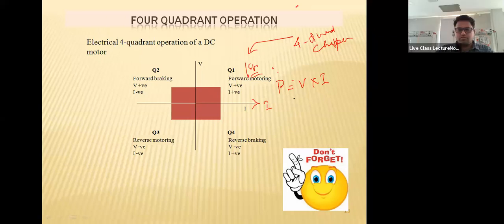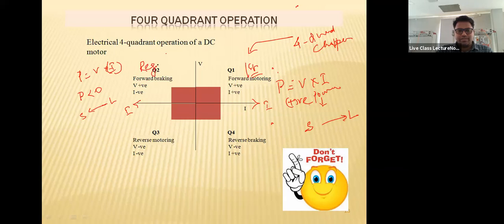Okay. So the four quadrant chopper has the first quadrant as positive power. Because it is positive power, that means the energy will flow from the source to the load. In the second quadrant, the power is negative, since this is minus I. That means it is flowing from the load to the source. So we call this forward regenerative braking.